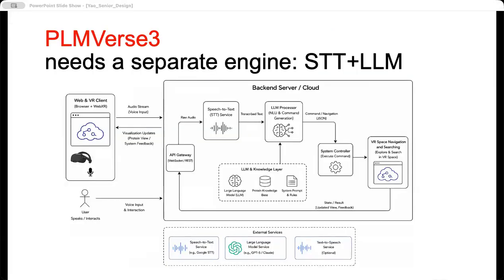Here is a simplified system diagram. Our existing VR platform already provides a solid front and back end for visualization and interaction and searching. What PLM Verse 3 needs is a new or another back-end engine that connects speech recognition, large language models, and command interpretation. This new intelligent engine will become the core technology that powers accessible VR and enables natural interaction between users and the virtual environment.